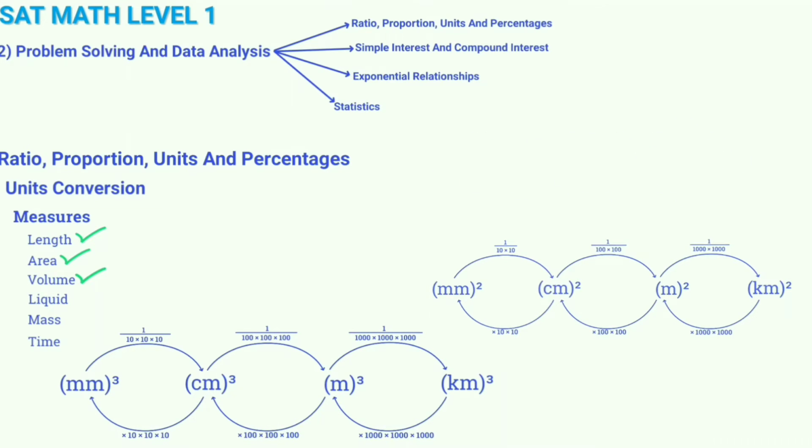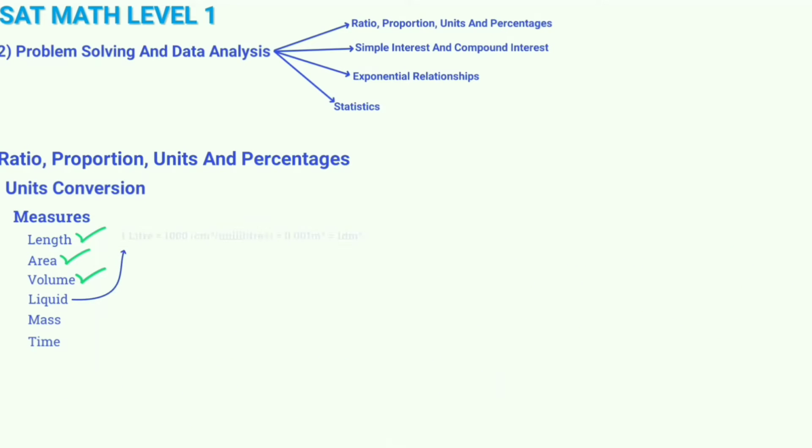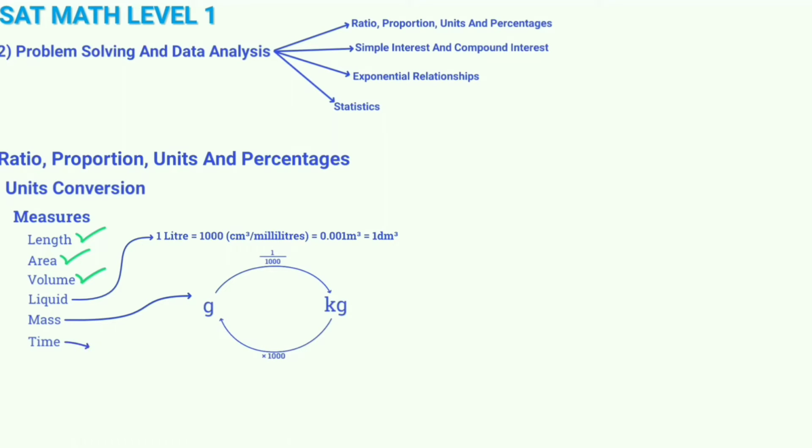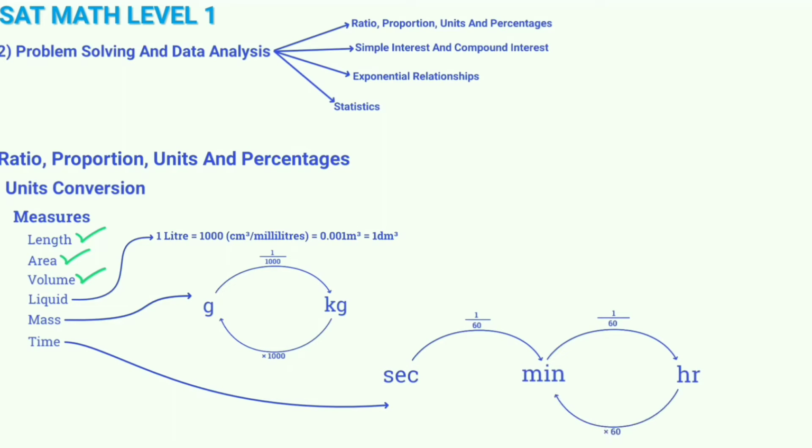Then liquid, 1 liter is equal to 1000 centimeter cube or milliliters. Remember that. As for mass, it's the same thing, gram to kilogram, kilogram to gram. As for time, it's the same thing, second to minute, minute to hour, hour to minute, minute to second.